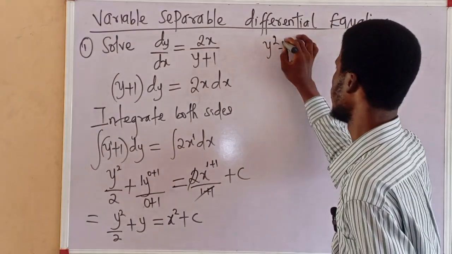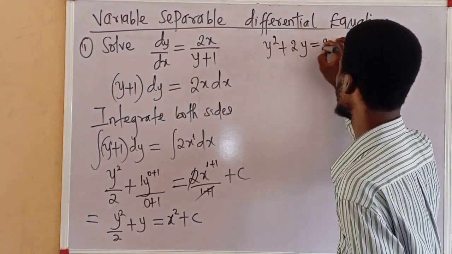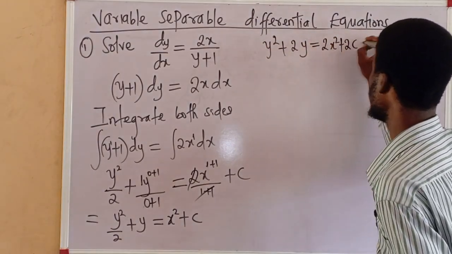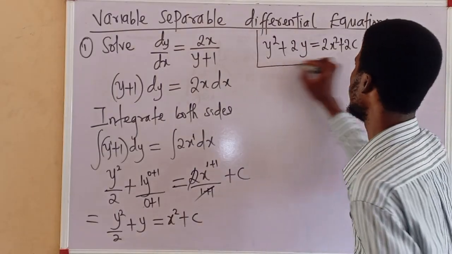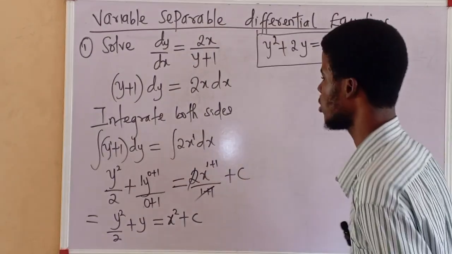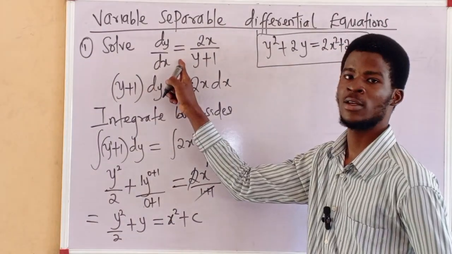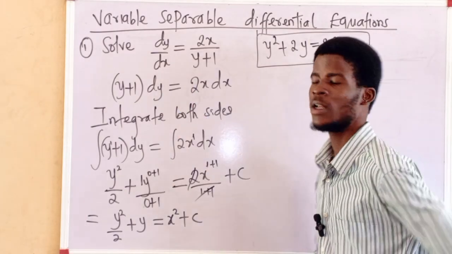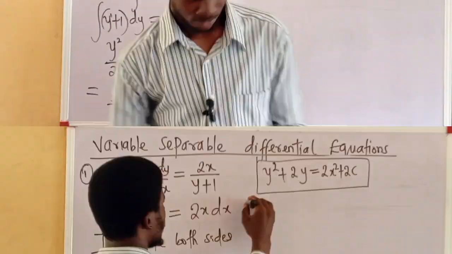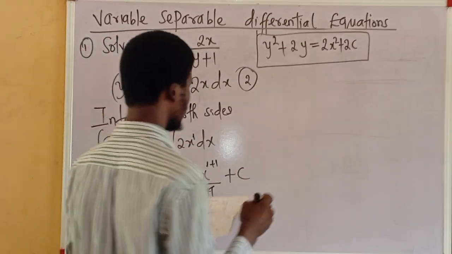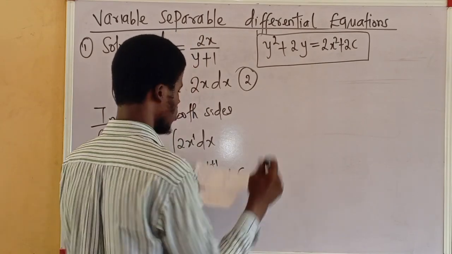y squared plus 2y equals 2x squared plus 2c. So this is the general solution to this differential equation. All right, let us see some other examples. Question 2. We have to find the general solution to this equation.